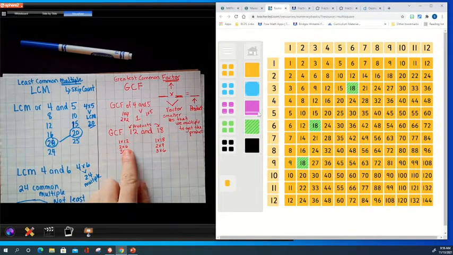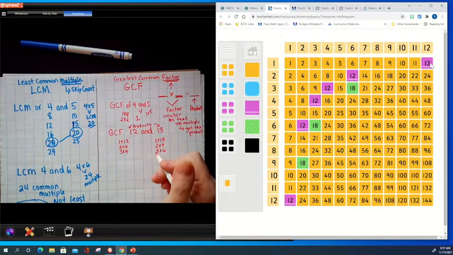And I can do the same thing with 12. Might use a different color for 12. Here's 12, 3 times 4, 4 times 3, same factors. Here's 12, 6 times 2 is 12. 1 times 12, 12 times 1. So these are your factors of 12.